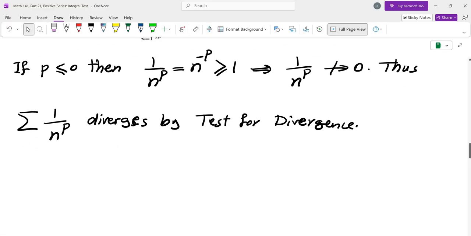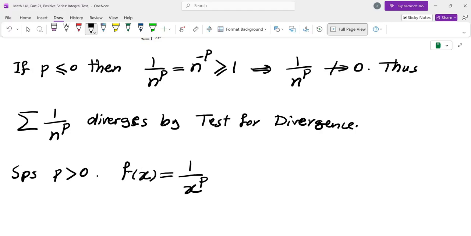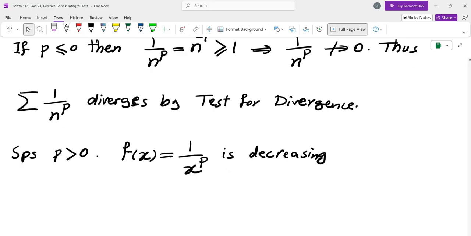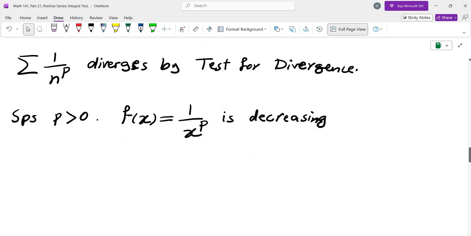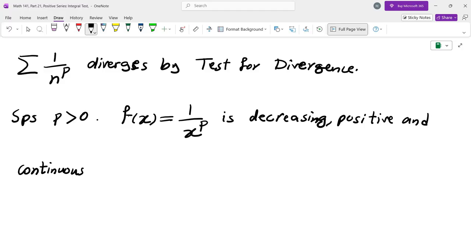Now let's assume that P is positive. So suppose P is positive. Now if P is positive, we can take a look at this function 1 over x to the P. So this function is decreasing because P is positive, so x to the P is increasing. Therefore, 1 over that is decreasing. It is also positive and it is also continuous for x greater than or equal to 1 because we are looking at the portion from 1 to infinity.